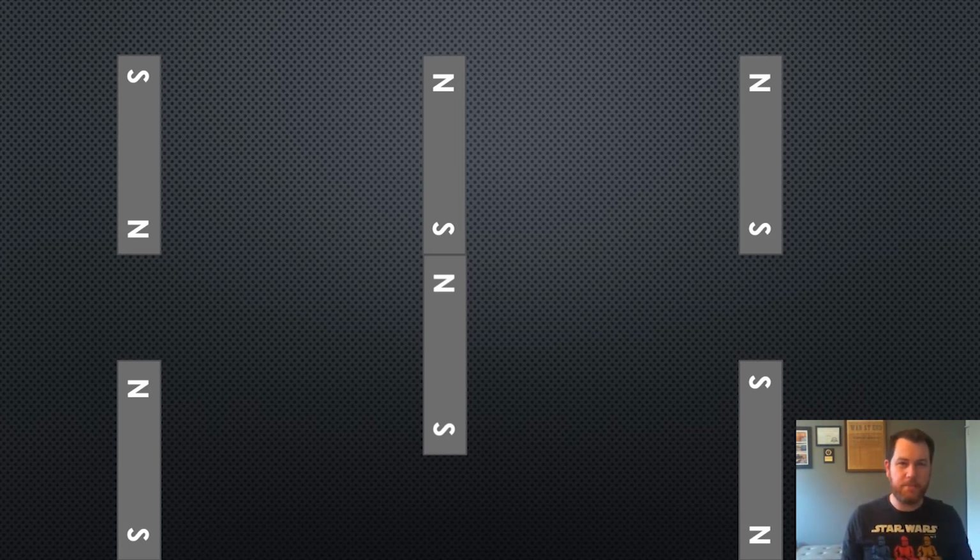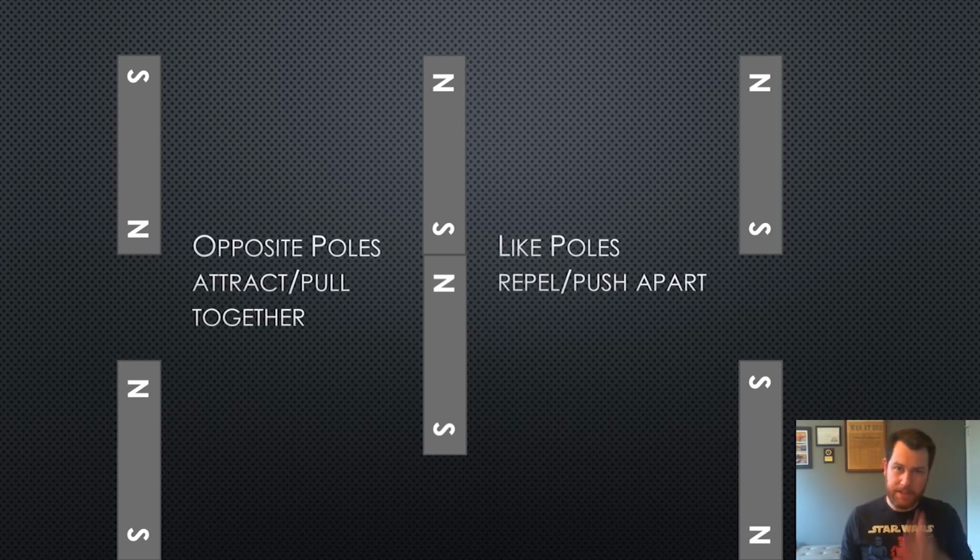So, in summary, what do we need to remember? Well, we need to remember that opposite poles attract. They pull together. So, a North Pole and a South Pole, when I bring them close to each other, they're going to attract. They're going to pull together. Like poles repel. So, a North Pole and a North Pole, or a South Pole and a South Pole, when I bring them together, they're going to push each other apart. They're going to force each other apart. They're going to repel. Opposites attract, likes repel.